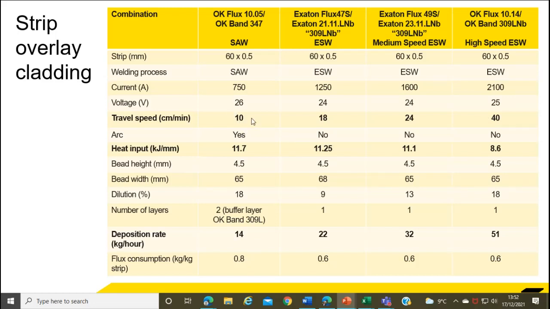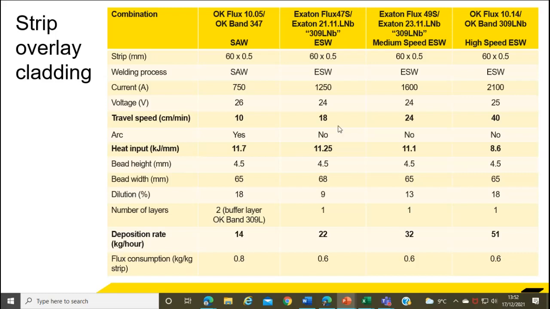And if you remember, to achieve the chemistry, you needed 2 layers of this. So in reality, it's half of this. So from that over to the high speed, we've got the right selected strip with a high speed flux. And we can travel at 400 millimeters a minute. Huge difference.